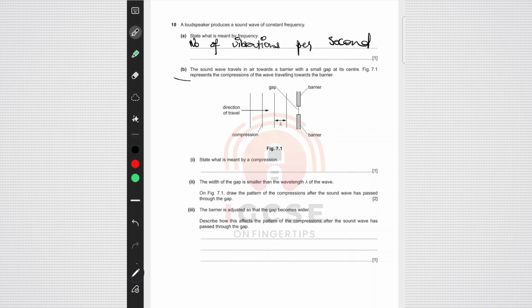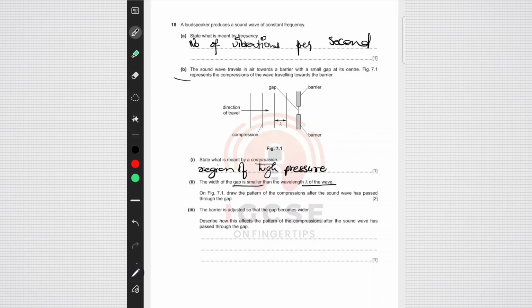Then we have the second one, what is meant by compression. So I have skipped reading the question. What is meant by compression? Region of high pressure. You can also write high concentration of particles. A lot of particles are in that region, right? Then the width of the gap is smaller than the wavelength lambda of the wave.